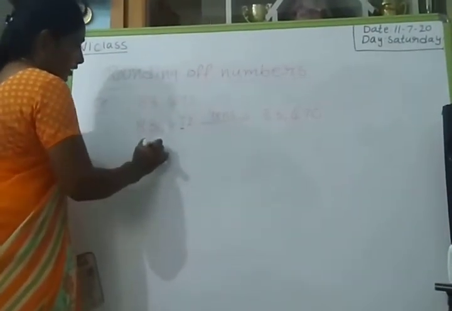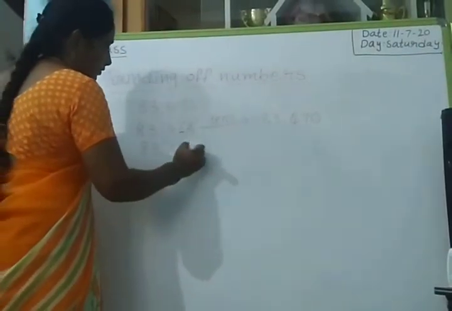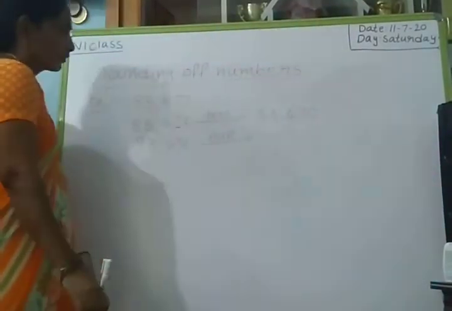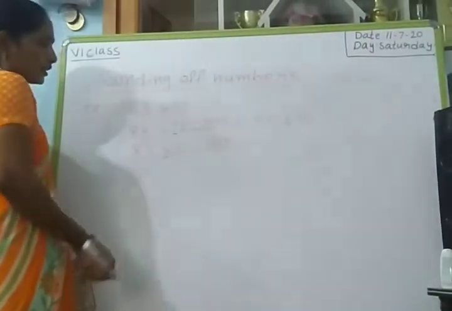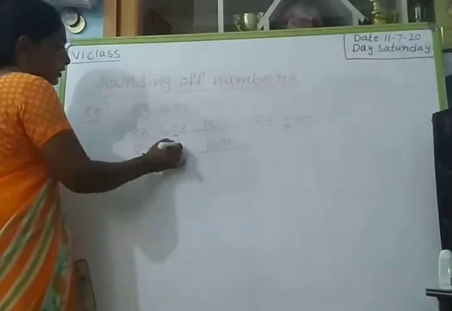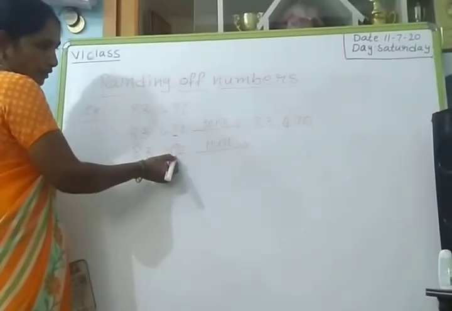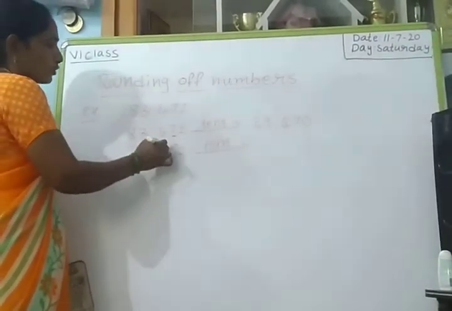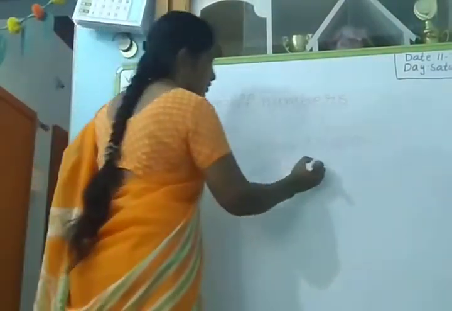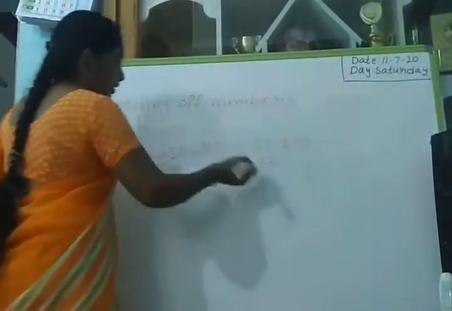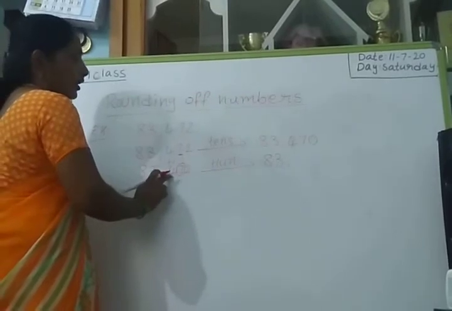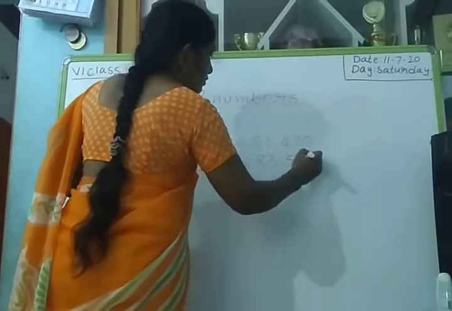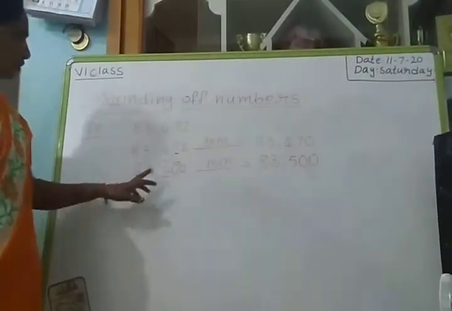Next, 83,472. The same number, I am rounding to the hundreds place. Which digit is in the hundreds place? 4. Then what do we have to see? The tens place digit. Which digit is there? 7. 7 is greater than 5, so we add 1 to the hundreds place. The thousands place and 10,000s place stay as they are. Hundreds place 4 plus 1 is 5, and the remaining tens place and ones place become 0. So what is the answer?